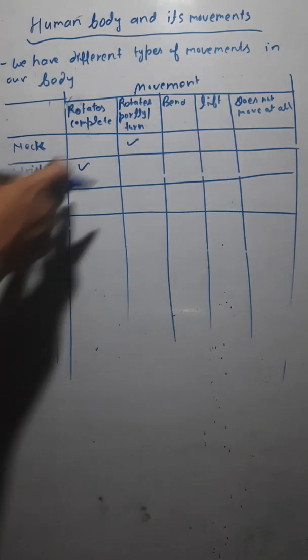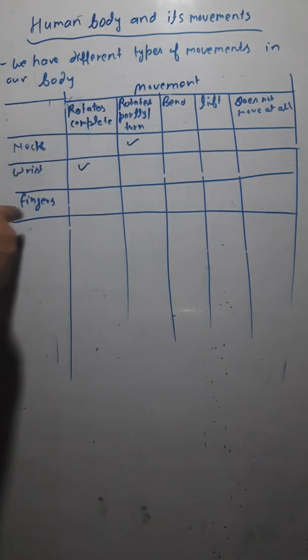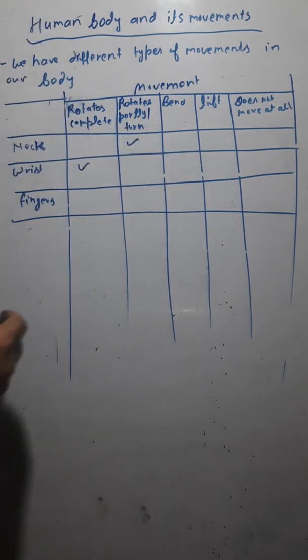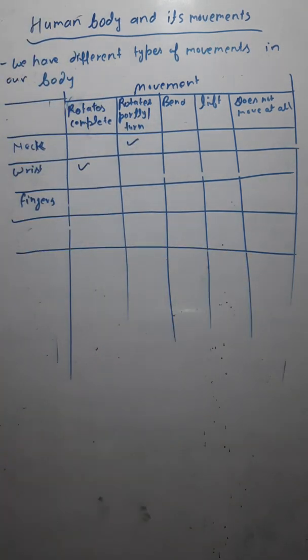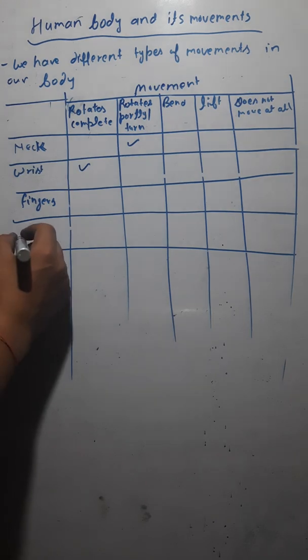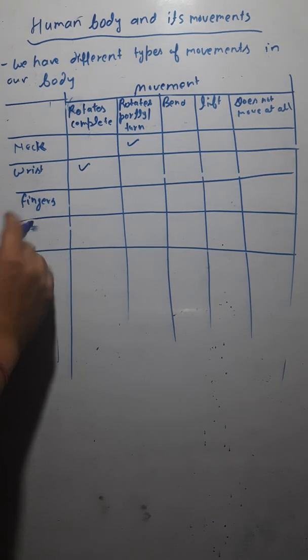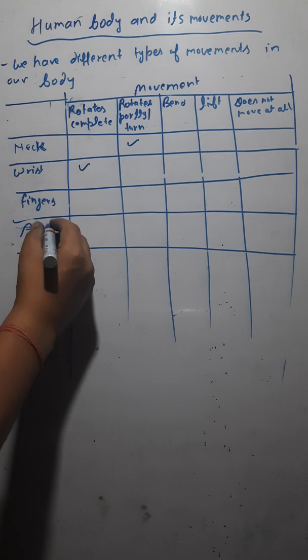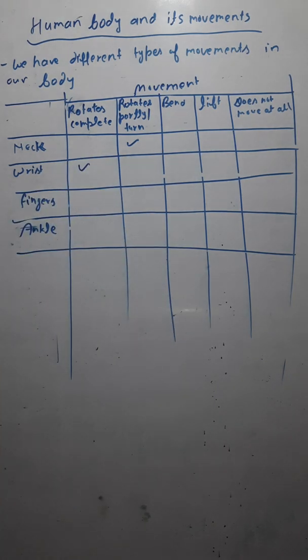So which type of movement would be there in the case of the fingers? Just write it. I think you can bend it. Then the next body part that is involved in the rotation is the ankle. So which type of rotation is there? That you have to tick.